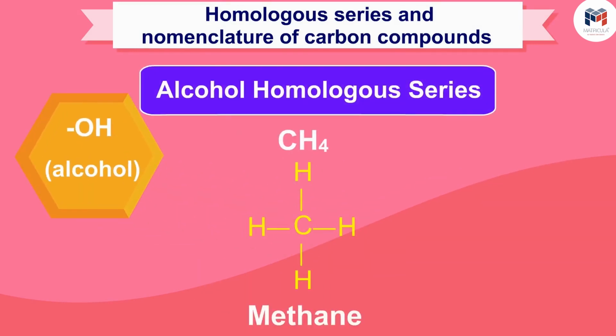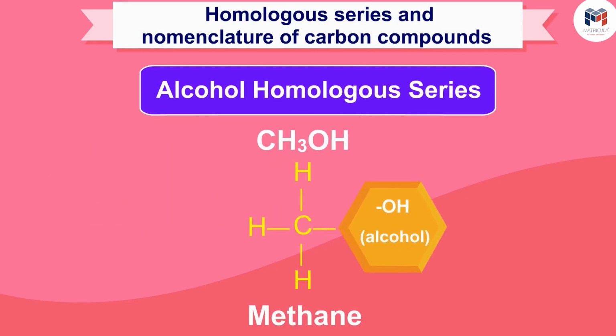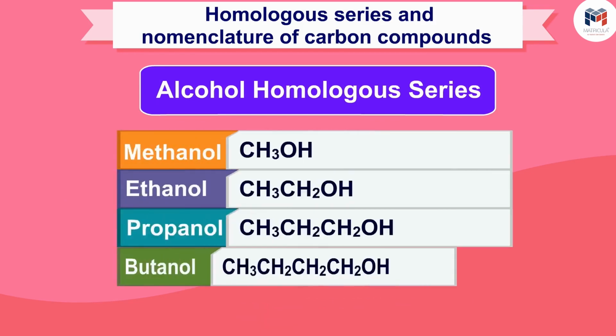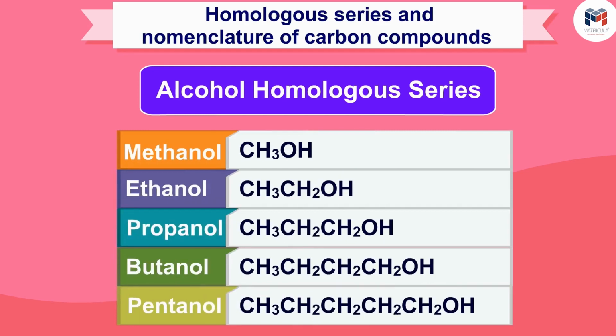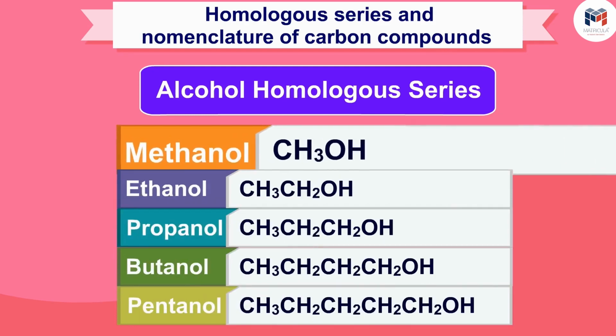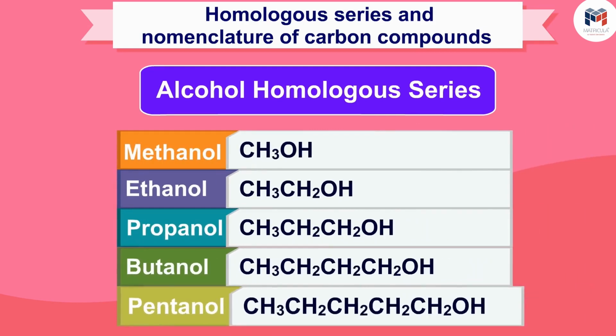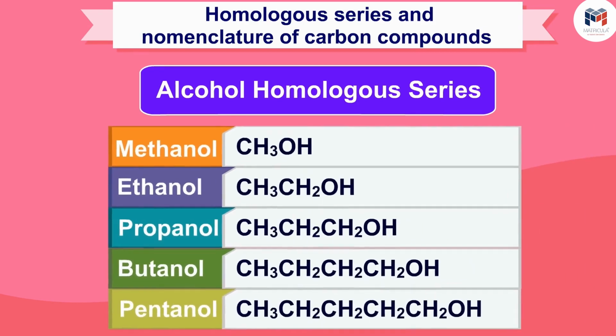If an OH alcohol group is added instead of a hydrogen of the methane hydrocarbon, the name "ol" will be added to form methanol. Similarly, the entire homologous series is composed of methanol, ethanol, propanol, butanol, pentanol, etc.